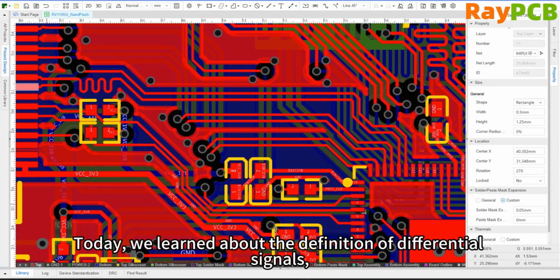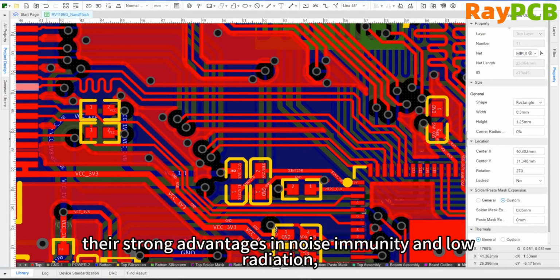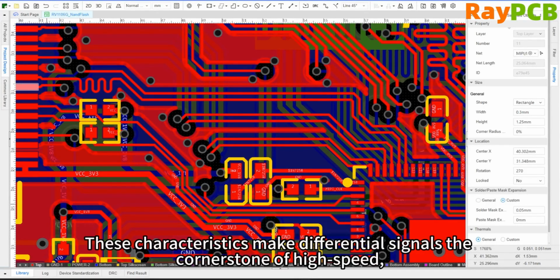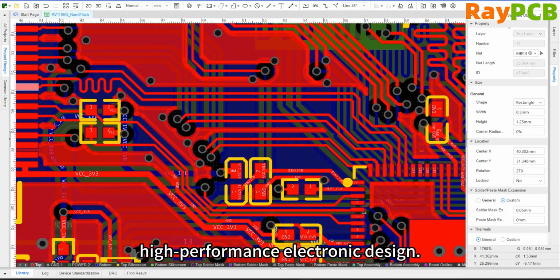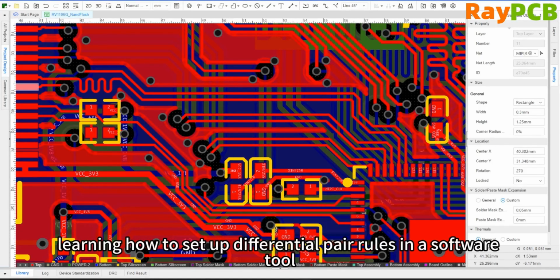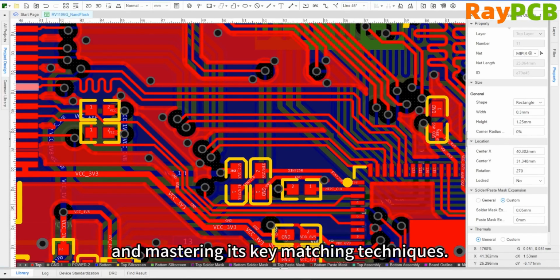Today we learned about the definition of differential signals, their strong resistance to interference and noise, and low radiation advantages, as well as the basic principles of routing. These characteristics make differential signals the cornerstone of high-speed, high-performance electronic design. In the next video, we will apply these theoretical concepts to practical operations, learning how to set up differential pair rules in the tool and mastering key matching techniques.